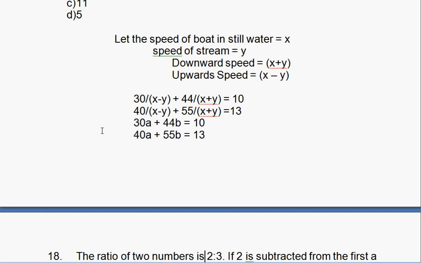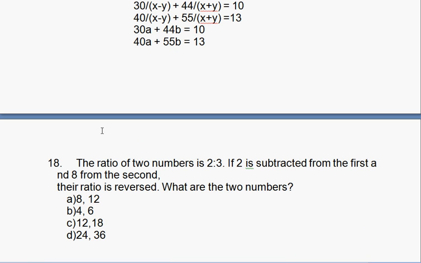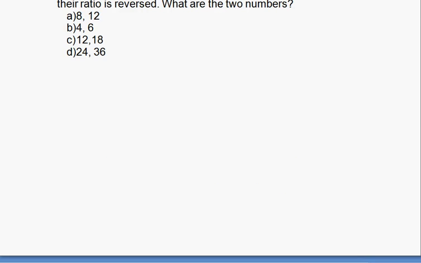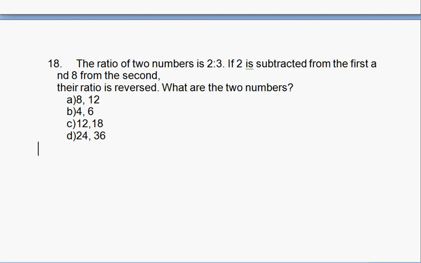Okay, so let's go to the last question, which says the ratio of two numbers is 2:3. If 2 is subtracted from the first and 8 from the second, the ratio is reversed. What are the two numbers? So first of all, again we can work through equations or options. I would prefer working through options. The two numbers are in ratio 2:3. So let's check which of them are not in ratio 2:3.